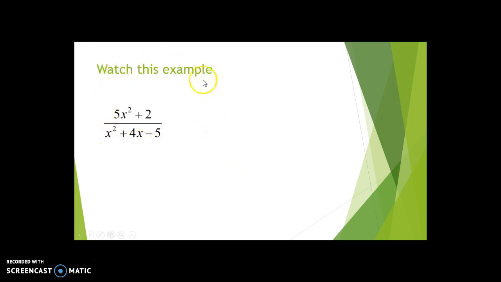All right, so I just want you to watch this example. You don't have to write anything down. Just pay attention, watch what's going on, and then you're going to mimic that in a couple other problems. So the first thing we want to do to find the excluded values is figure out what makes this 0. But that's a little difficult because it's quadratic, so we are going to factor the expression in the denominator.